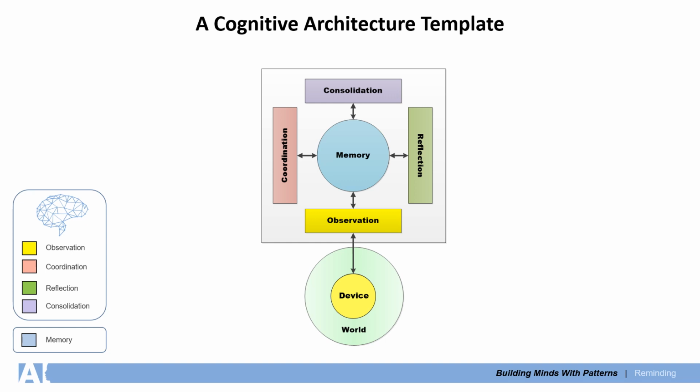We also see that there are coordination components which update the memory with new inferences. The reflection components are responsible for changing the overall behavior of the system. And finally, the consolidation components are responsible for ensuring that the memory does not exceed its available capacity.